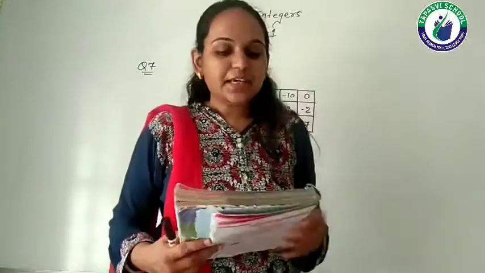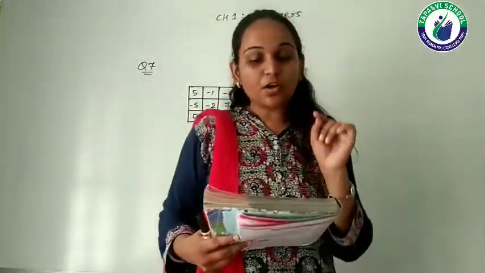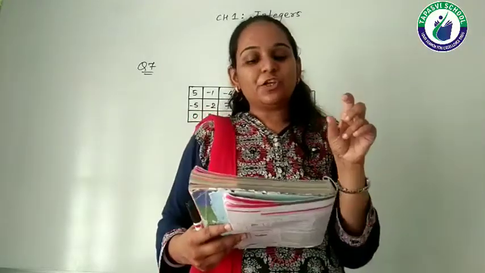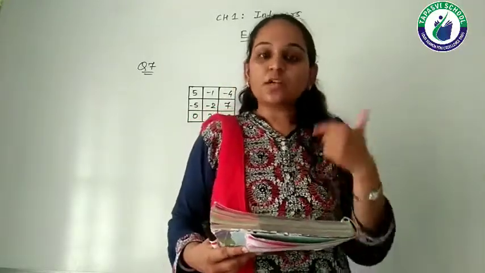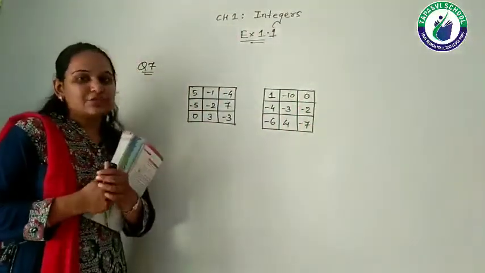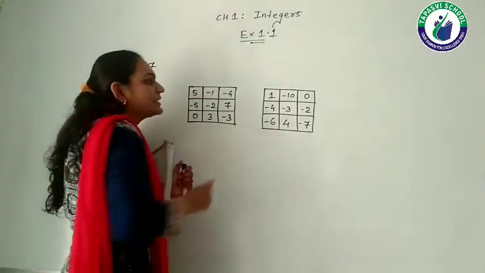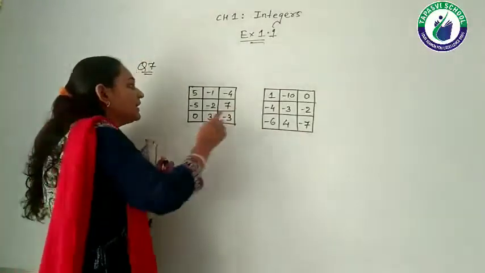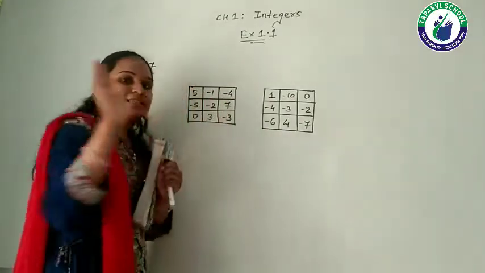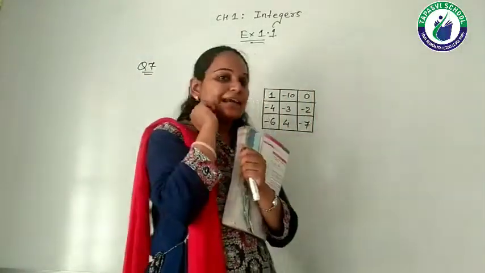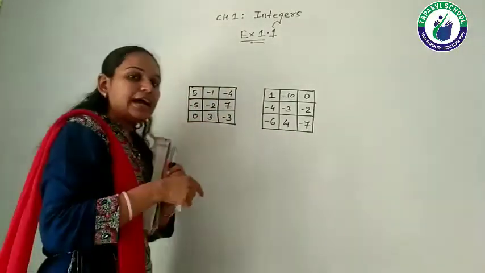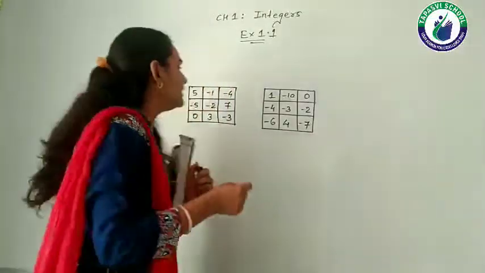Question number 7. In a magic square, each row, column and diagonal have the same sum. First I will explain what a row, a column and a diagonal are. These are two squares in front of you. This is the first square and this is the second square. Row means like this, your sleeping line. Column means your standing line. And diagonal means like this.